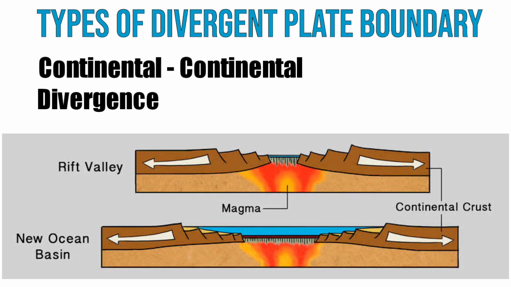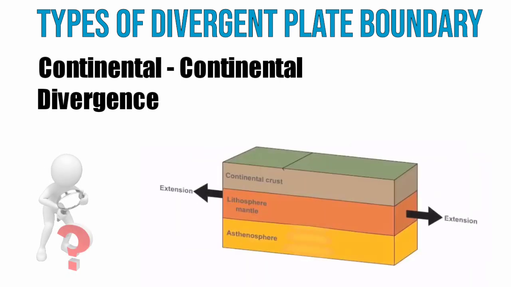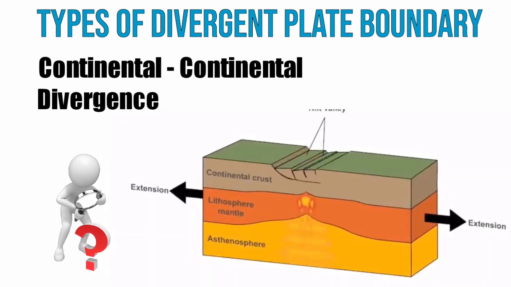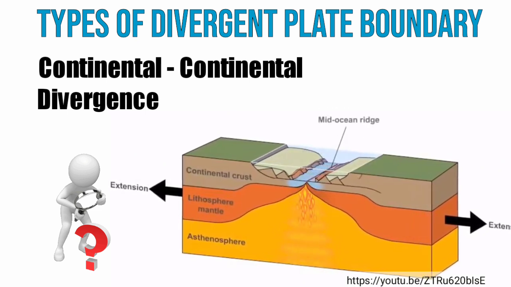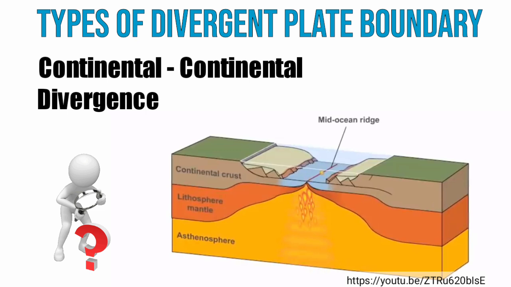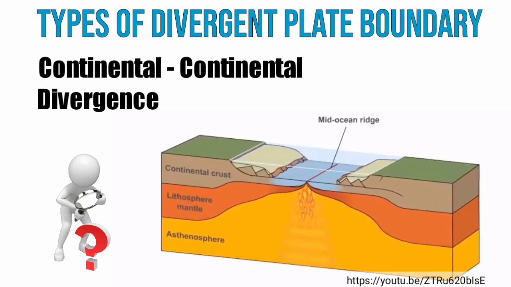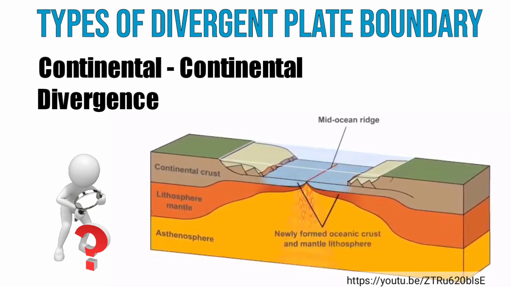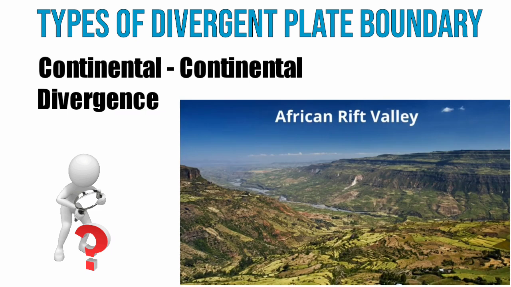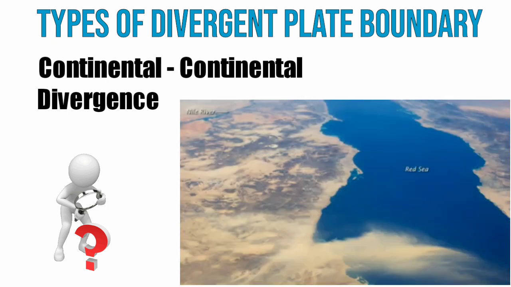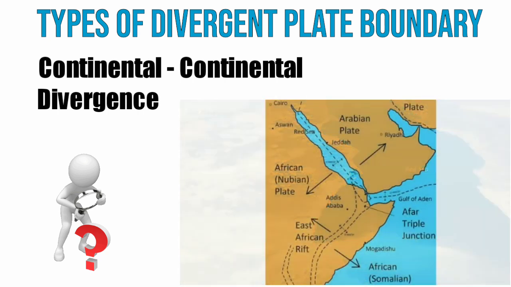The other one is the continental-continental divergence. This type of divergent plate boundary leads to the formation of rift valleys and will later on become a new ocean basin. Examples of continental-continental divergence are the African Rift Valley and the Red Sea, which was formed by the divergence of the African plate and Arabian plate.